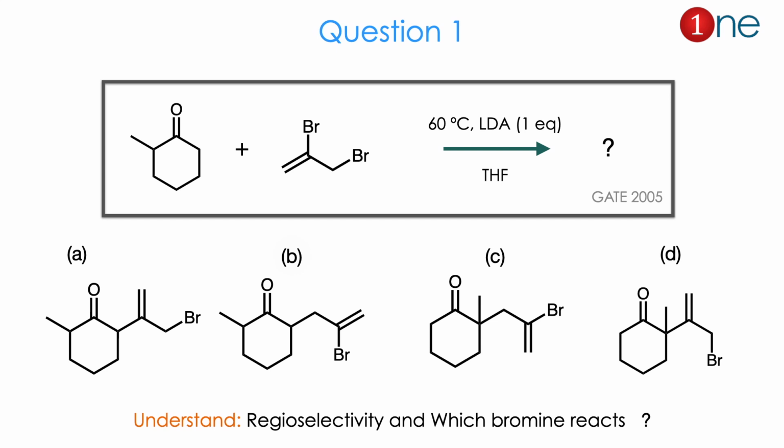The product is a coupling reaction, and a new C-C bond is formed. But where the C-C bond is formed is the real question: in which alpha position, and which bromine attacks. So really the question is about regioselectivity and which bromine reacts there. The answer is B. Let us see how.